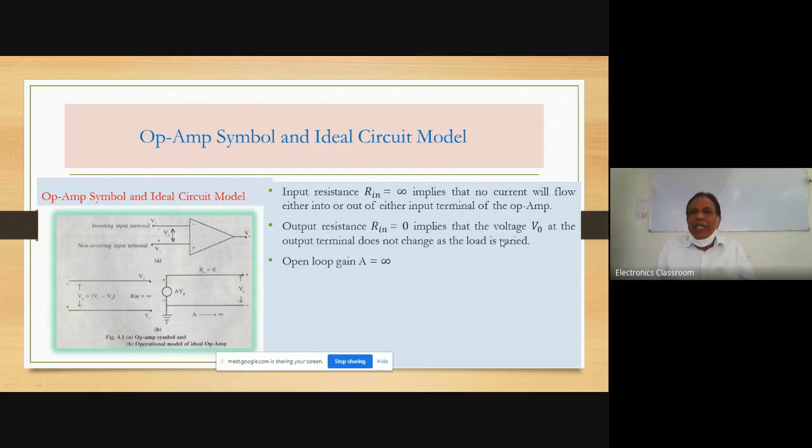That means its implication is that the output voltage source V0 does not change with the load. Just suppose we connect a load here, like a DC battery or a DC motor, and we transfer the power to the load. If the resistance R0 is 0 and we are supplying power from this source to the load, the speed of the motor remains constant since R0 is equal to 0. But if the output resistance has some value, it can change the speed of the motor.